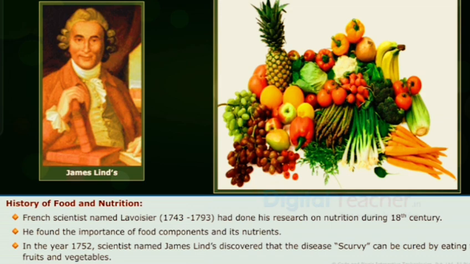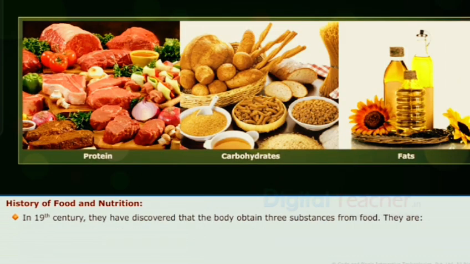and vegetables. In the 19th century, it was discovered that the body obtains three substances from food. They are proteins, fats and carbohydrates.